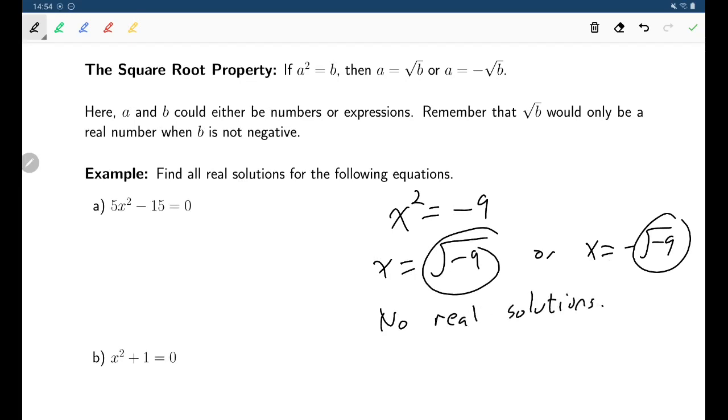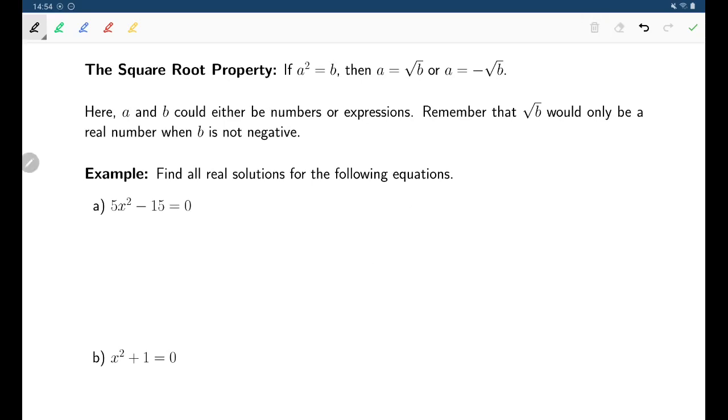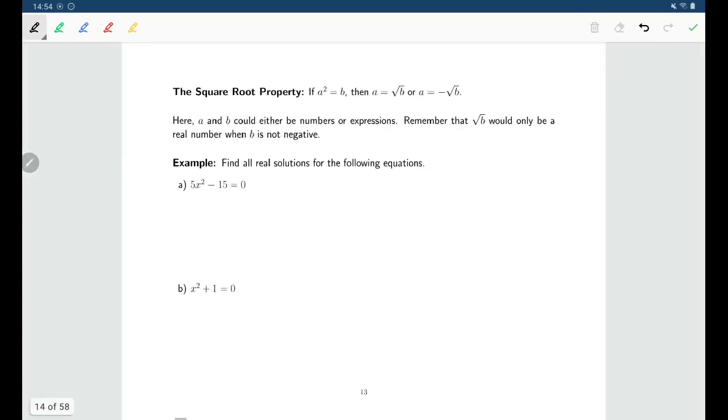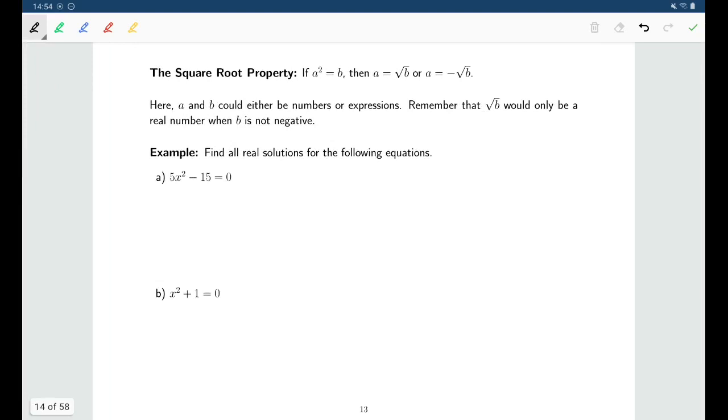So one thing to keep in mind there is that when we're taking square roots, if we're taking the square root of something that's negative, then that's not a real number. So for something like these first couple of examples, we can solve not just by factoring, we can solve using that square root property. The first equation, if I were to bring the 15 to the other side, and then divide everybody by 5, I have x squared is equal to 3, so that means that x needs to be plus or minus the square root of 3.